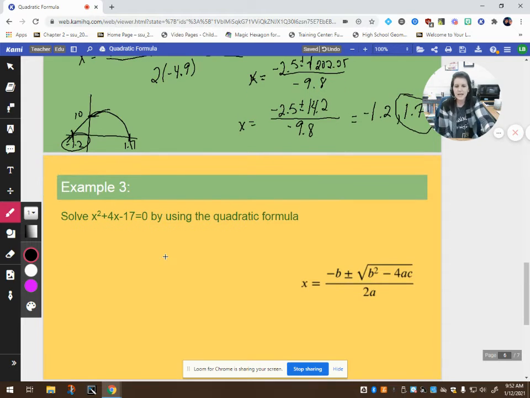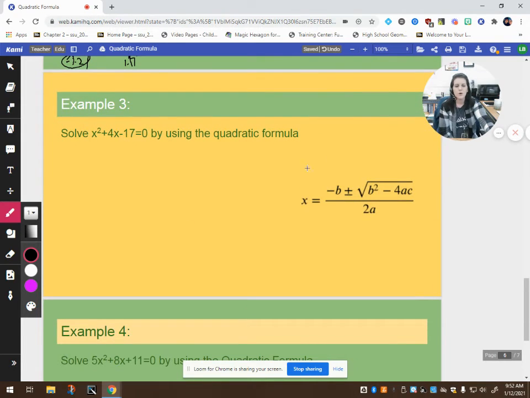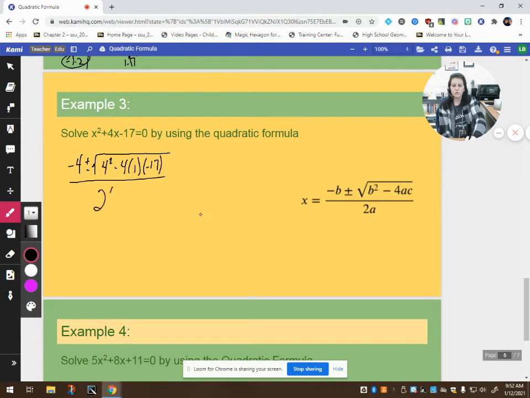All right, next problem. Go ahead and pause and solve using the quadratic formula. It's even nicely included here for you. So pause the video and try this on a piece of paper. Negative b plus or minus the square root of b squared minus 4ac, all over 2a. Okay, so 4 squared is 16.